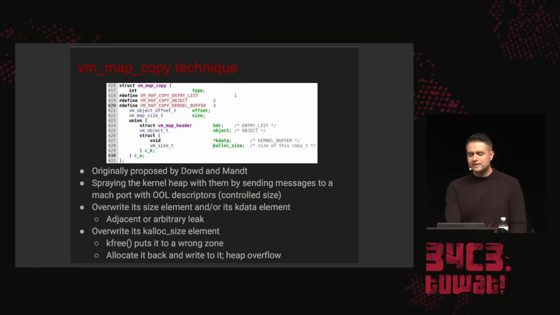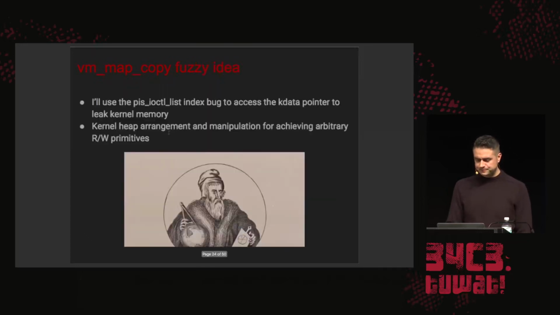By overwriting the calloc size element here, and then freeing the struct on the heap, you put it on a wrong zone, and basically when you allocate it back, since you put it on a different sized zone, you can have a heap overflow. So that's a general overview of this technique. You corrupt this struct and you get exploitation primitives.